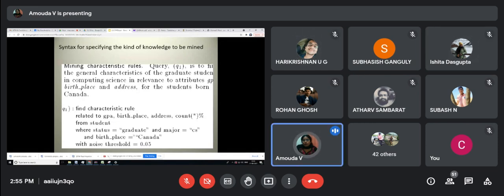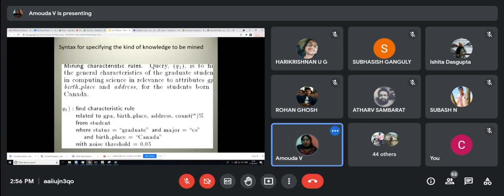Now the query written here: find characteristic rule. First, this is the query. For that, we are going to write the query. You are interchanging the order, that's all. It doesn't mean that the data mining query language will not work. First, we are taking the attributes related to GPA, birthplace, address, and count from student. Student is the table name. The attributes are already given. There itself it's asked for the measure: count, star, percentage.